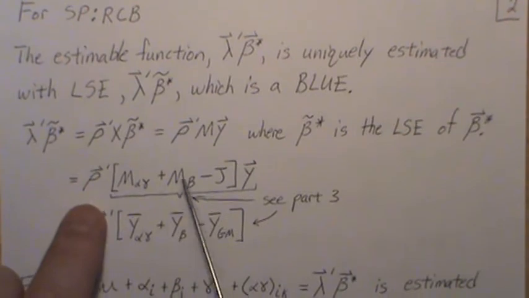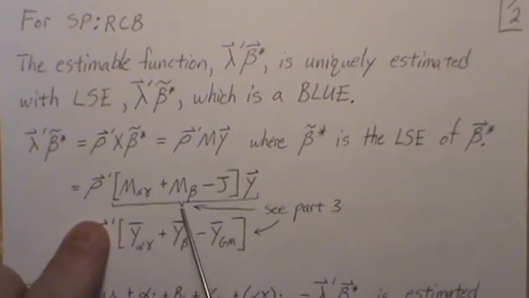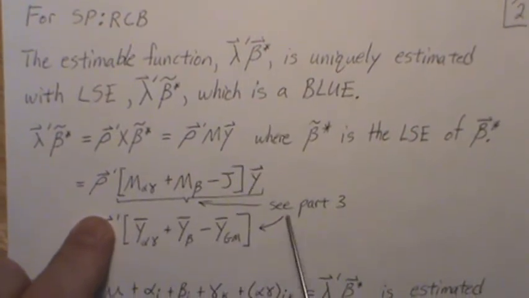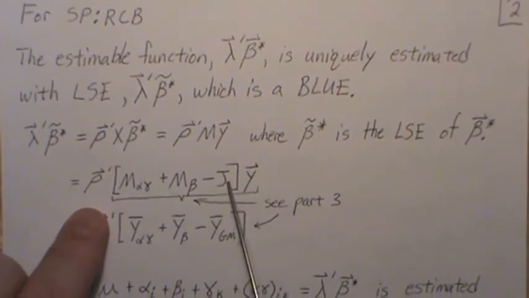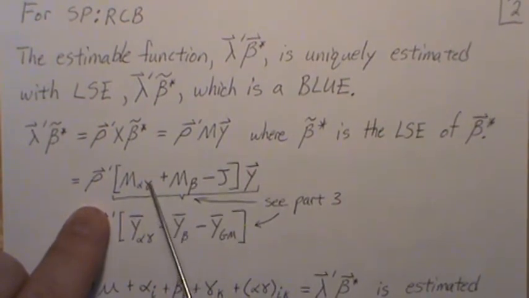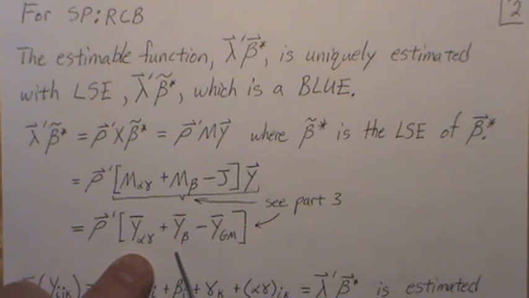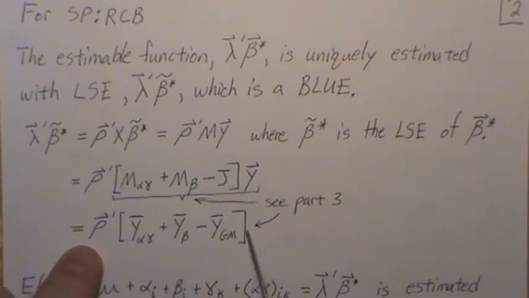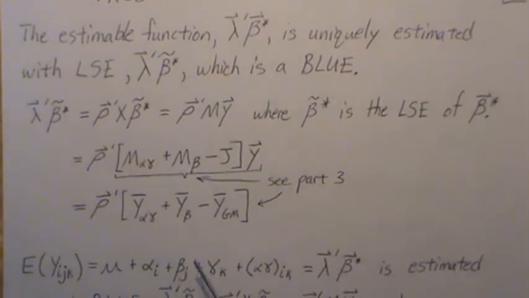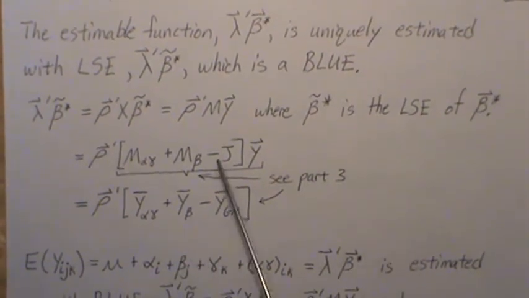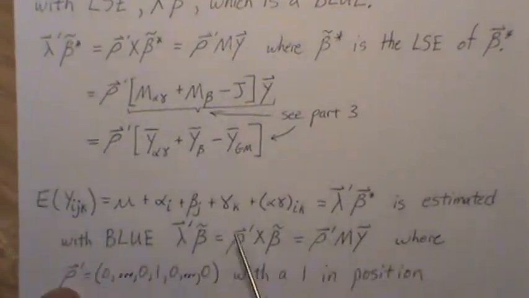So that means, coming down here, the structure of that perpendicular projection matrix M, which we proved in part 3, is this. Then when you multiply the y in, you get these mean vectors, which we also proved in part 3. And then, rho times it. And that's it. That's the structure of the BLUE, the best linear unbiased estimate for this estimable function.